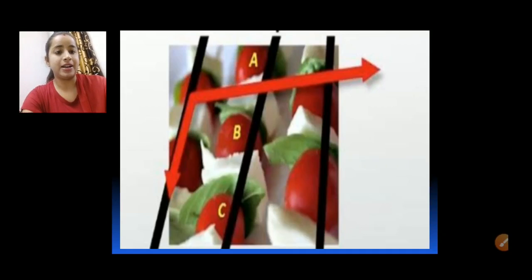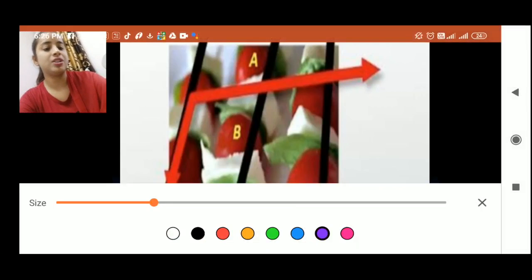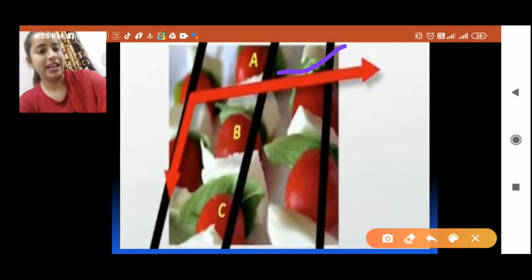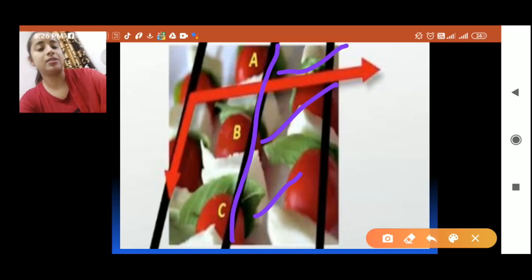Here you can see that there are many apples which are arranged, and you can see that the apples A, B and C are all lying on the same line. So these apples A, B, C are collinear points, and this line is the line of collinearity.